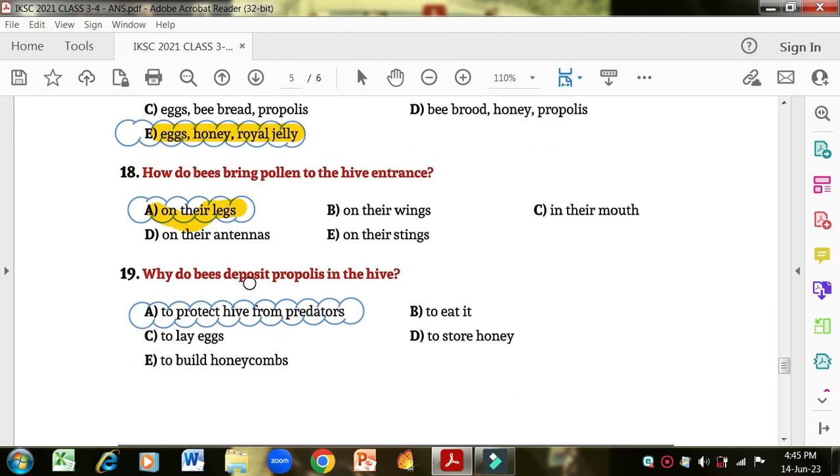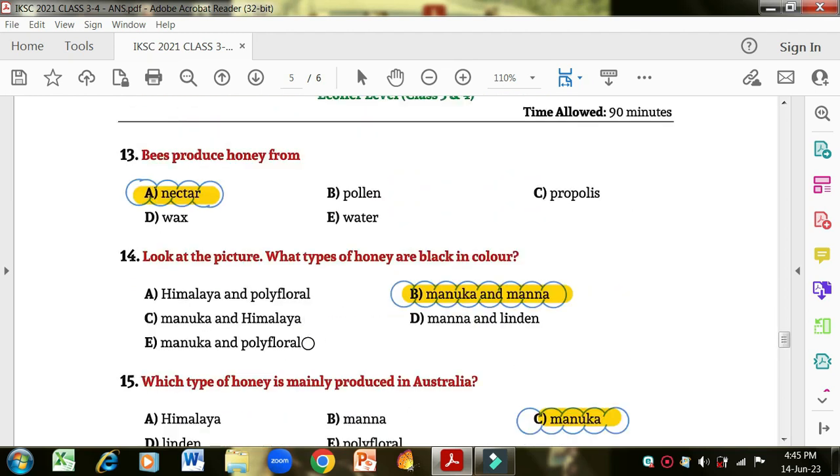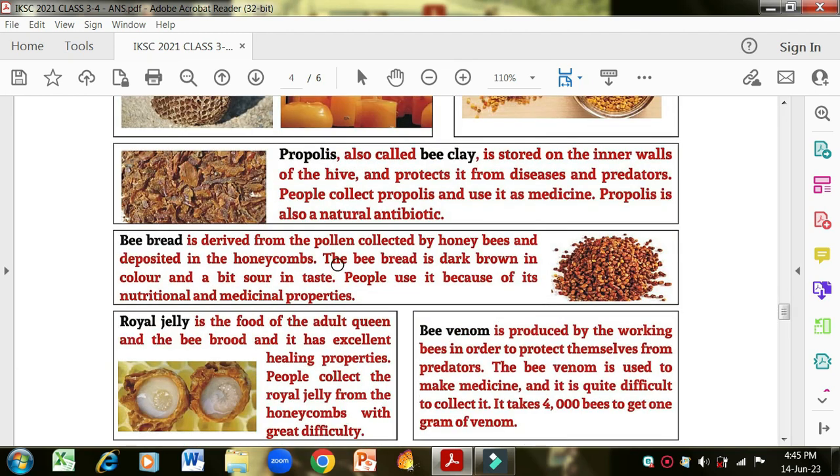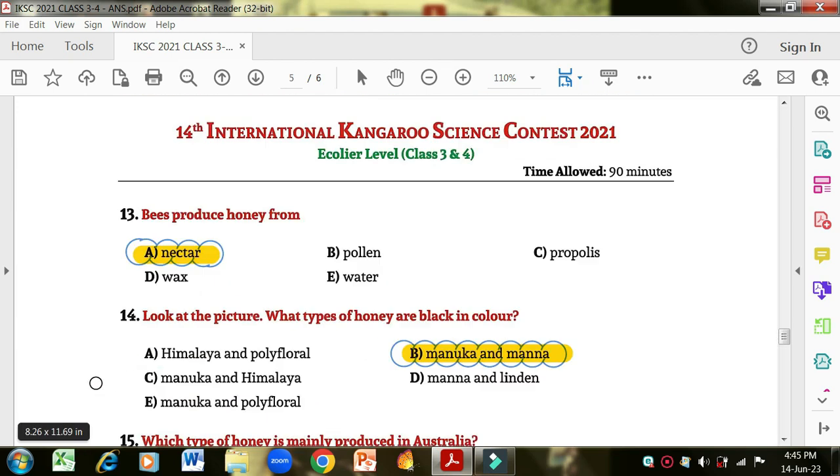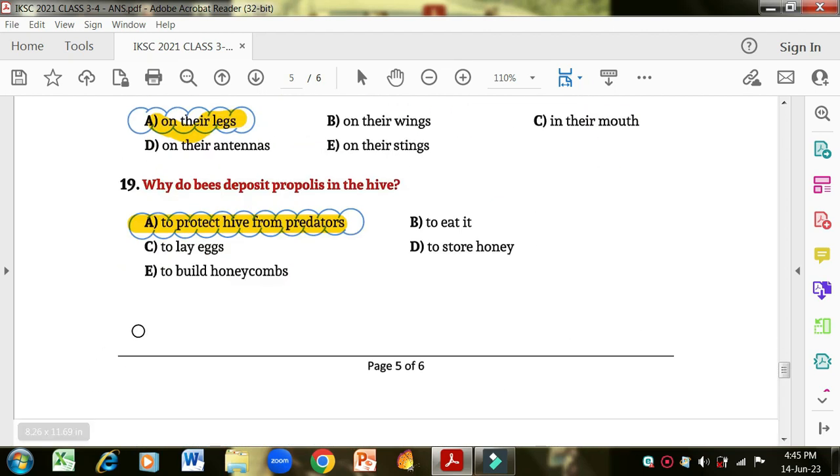Why do bees deposit propolis in the hive? To protect the hive from predators. Okay, this is the correct answer. The other options, to lay eggs, to build honeycombs, to eat it, to store honey, all are wrong. This is the correct option. Propolis, also called bee clay, is stored on the inner walls of the hive and protects it from disease and predators. So this is the correct option.